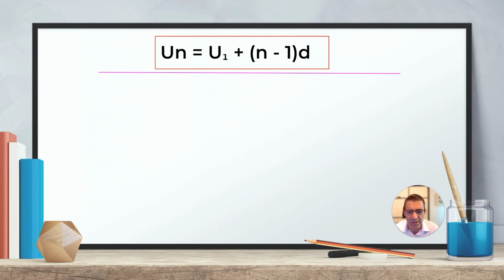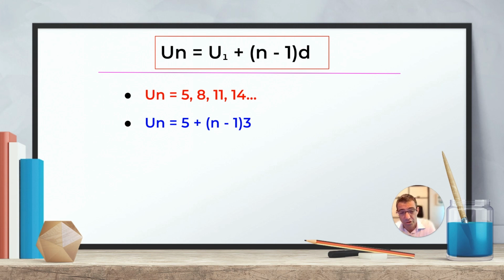So how does this work? Let's look at this formula a little bit in more detail. So if un was 5, 8, 11, 14. Now we already know that this is a 3n plus 2 sequence. We've already done this. The first term is 5. So we can say that this is 5 plus n minus 1 times the distance, which is 3. So it's the first term plus n minus 1 times the distance, and the distance is 3.